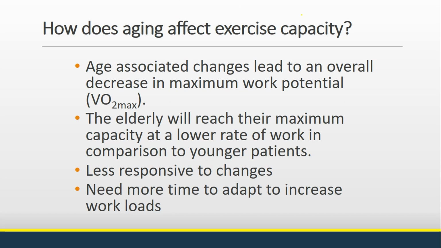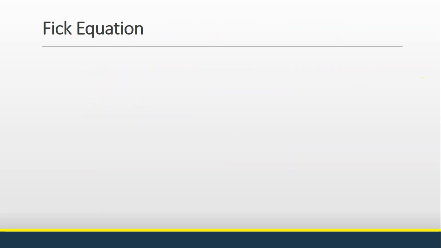So bringing it together, age-associated changes leave an overall decrease in maximum work potential. Elderly will reach their maximum capacity at a lower rate of work in comparison to younger adults, are less responsive, and need more time to adapt to workloads.